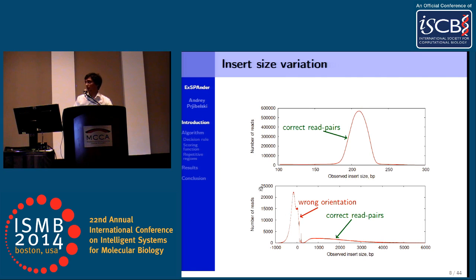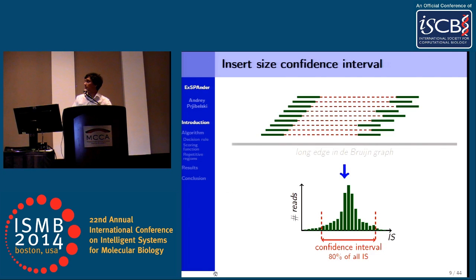When we assemble a genome, we actually do not know these distributions. How can we obtain this distribution? We can align read pairs to the long edges of the de Bruijn graph. And actually, we're going to be interested only in trusted read pairs that lie within the confidence interval.